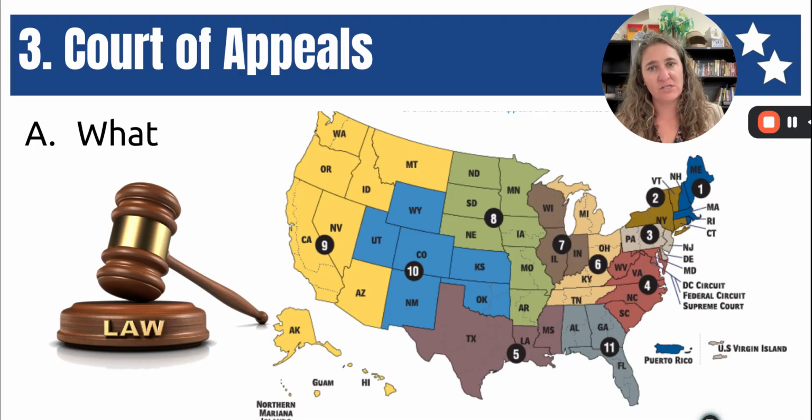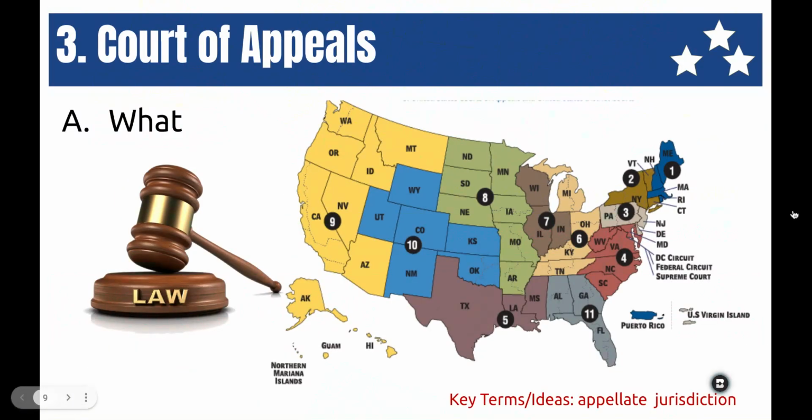That's what the district courts do. Appellate jurisdiction means you have the right to hear a case that's already been decided upon. That's what we have here in the appellate court system.